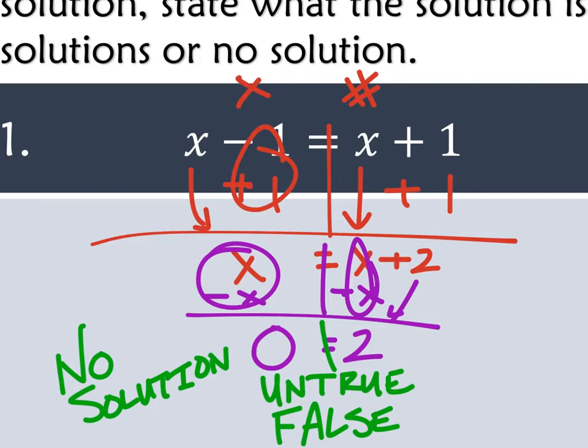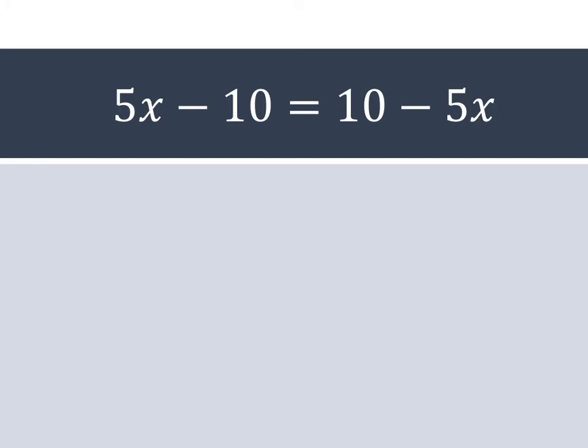But let's look at the other side of this. So on this one, we got 5x minus 10 equals 10 minus 5x. Now this one actually is not a special scenario at all. Let's go ahead and continue solving this one, okay?